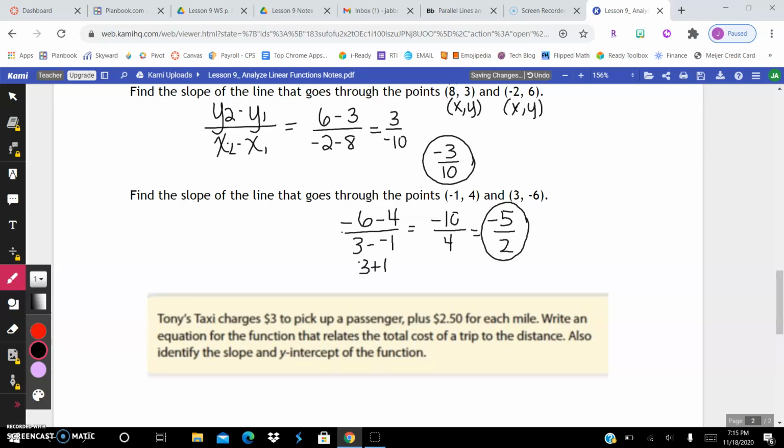So good news is we don't have to write these as mixed numbers, because our slope is our rise over our run. We don't want to write this as negative 2 1/2. We want it as 5/2 so that we know what our rise and our run is.